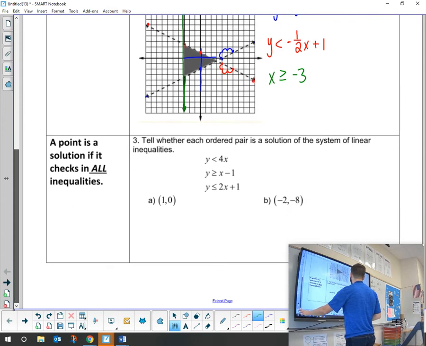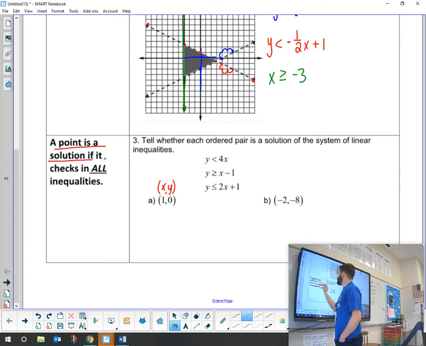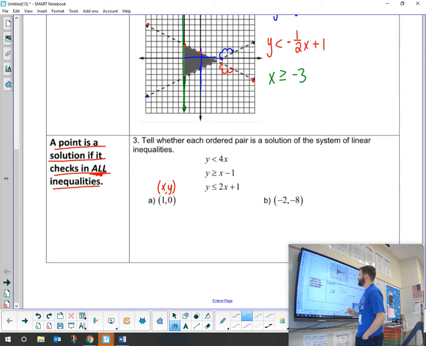Okay, next up, we're going to tell whether each ordered pair here is a solution of the system of linear inequalities. So what can I do? I can take each one of these. Remember, this is an x value, and this is a y value. And we can plug these in to see if they are solutions. So let's plug this 1, 0 into my first one. To be a solution, it must check in all inequalities. So it's going to have to be true for each one of these inequalities.